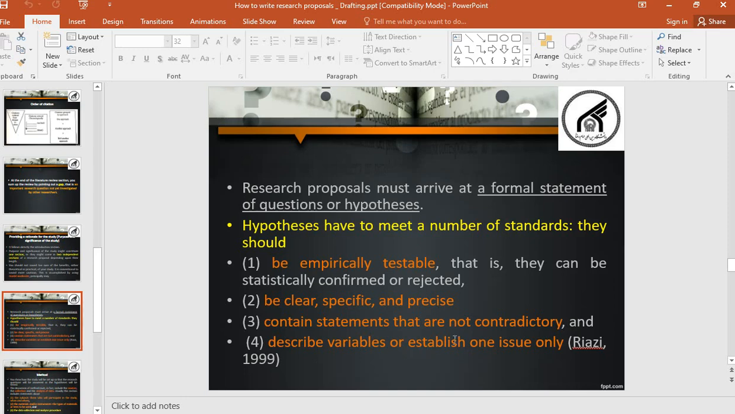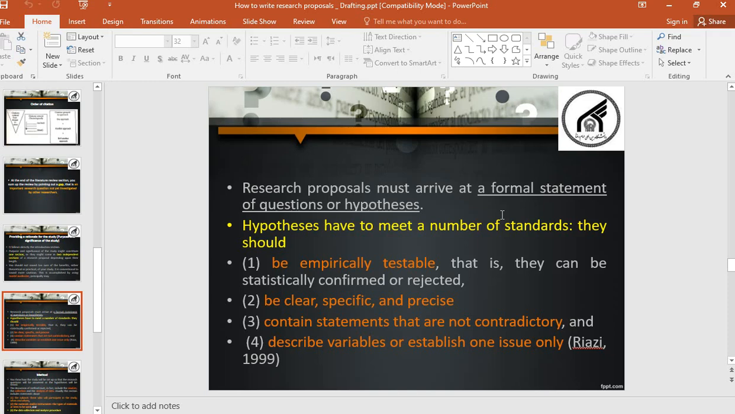Okay, and the research proposal must arrive at a formal statement of questions or hypotheses. So after the significance of the study, we get to the research questions and hypotheses. Based on the type of the study, whether it is an empirical or confirmatory study or an exploratory study, we include the hypothesis or not.